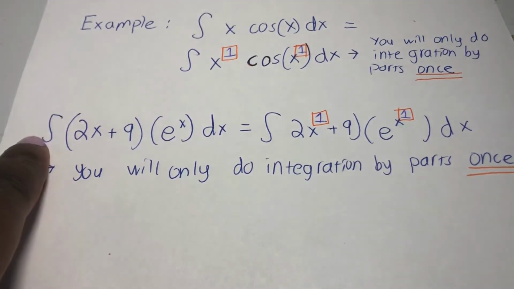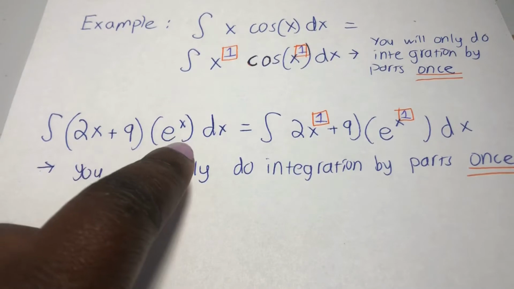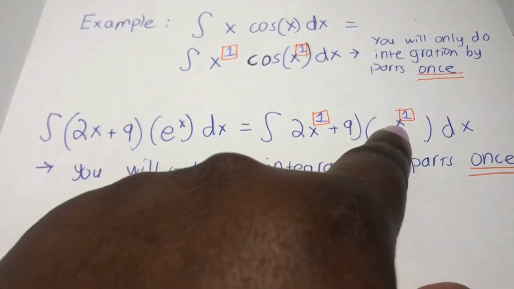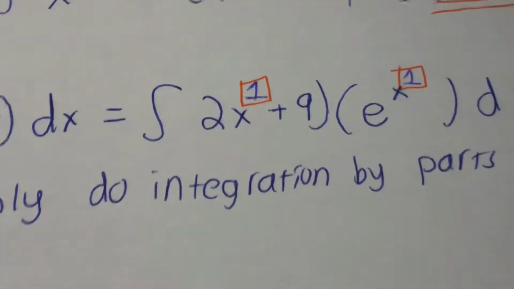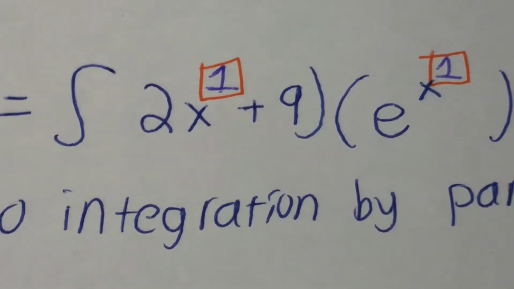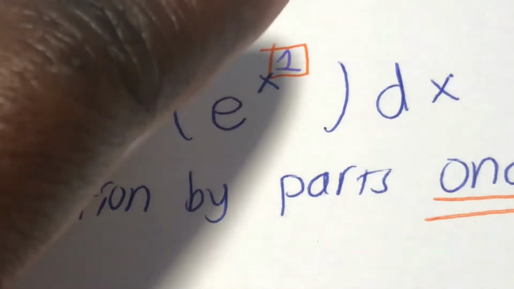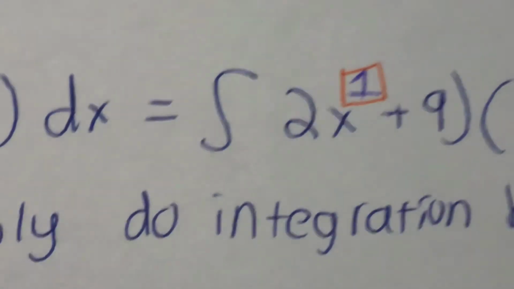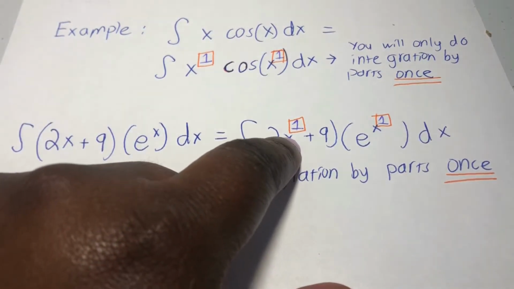The same thing with the second example we did, the integral of 2x plus 9 times e to the power of x dx. Both of the x's here are to the power of 1. And this can be kind of confusing with the exponential equation, so let me zoom in. For the e to the power of x, I'm not talking about it being raised to the power of x. I'm talking about x being raised to the power of 1. So for the second example, both of the x's are to the power of 1.